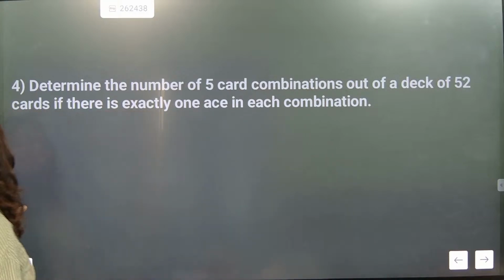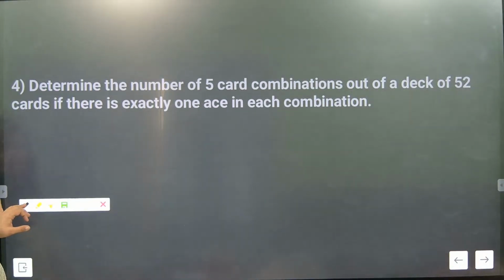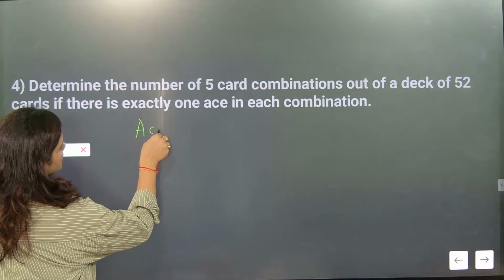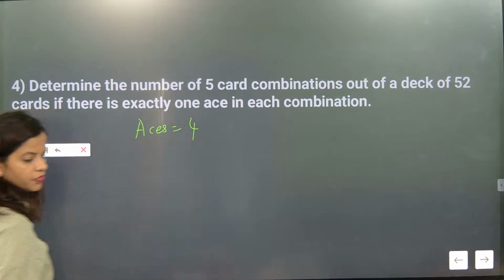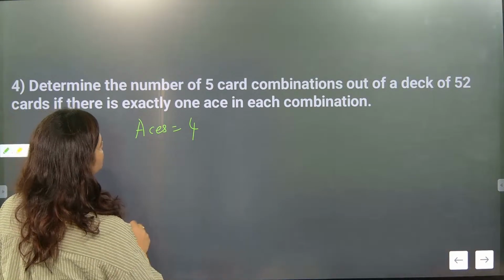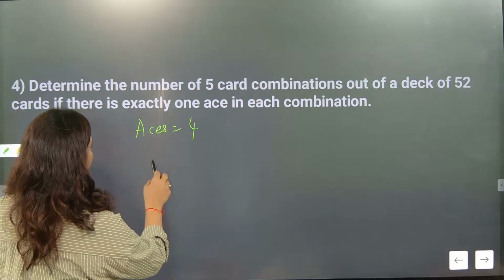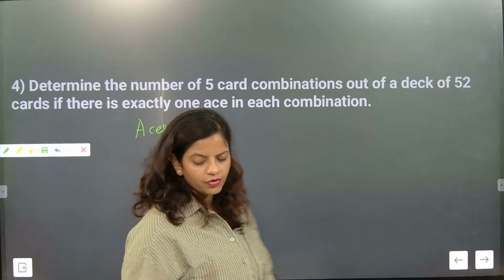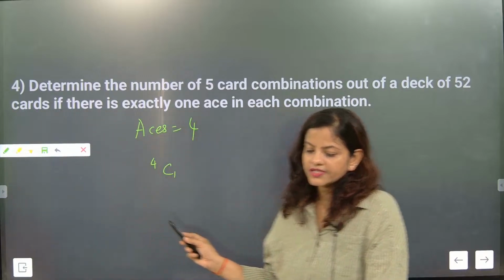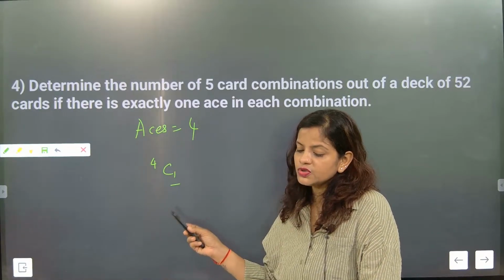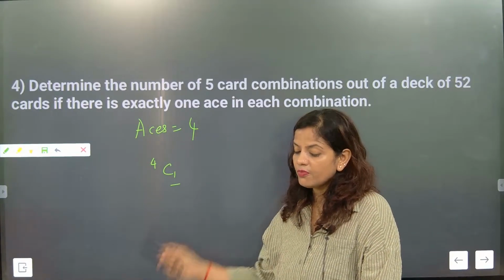First beta, we will check what all they are asking. Total number of aces, how much beta? 4. So if somebody asks, total number of aces here is 4. So now 5 card combination out of a deck of 52 cards. So 4C1 can I do? Because out of 4 any one is selected. So 4 aces are there. Now 4 aces have to be distributed in 5 card combinations.